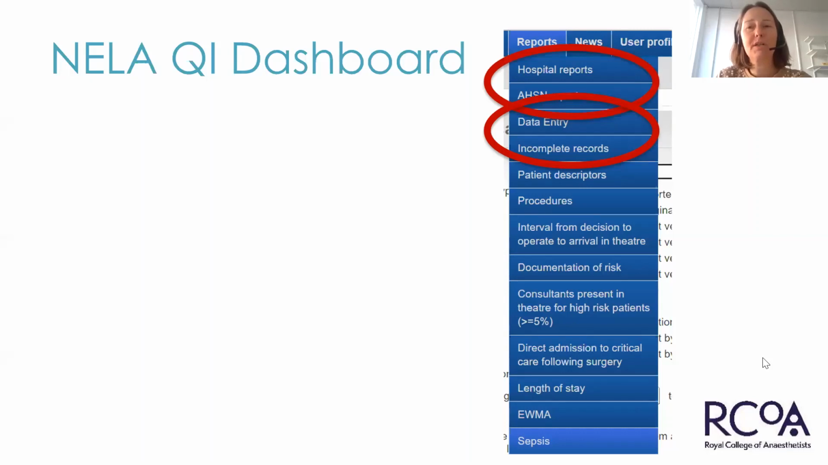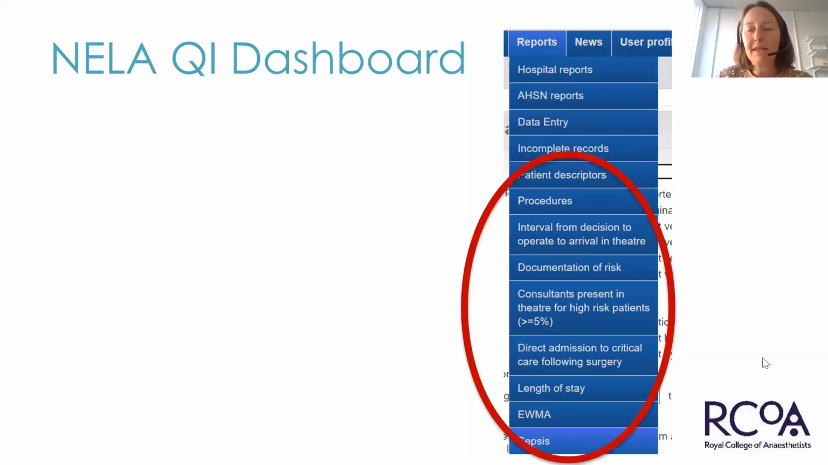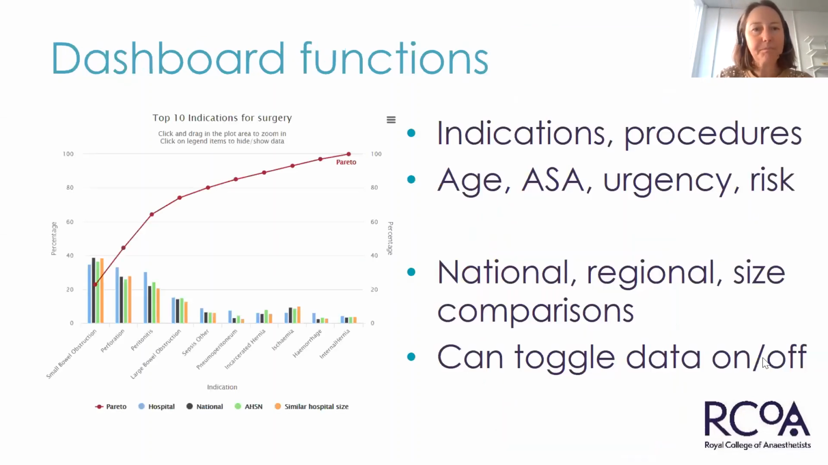We've also got hospital reports, and if you're in England, AHSN reports, so that's a regional report, and that gives you a pro forma summary of your performance over the previous year's worth of data or a quarter's worth of data as a PDF. And then we've also got these patients, all of these various dashboards looking at the key standards of care. I'll go through some of these quite quickly, and I'll ask Peter to go through EWMAs later on.